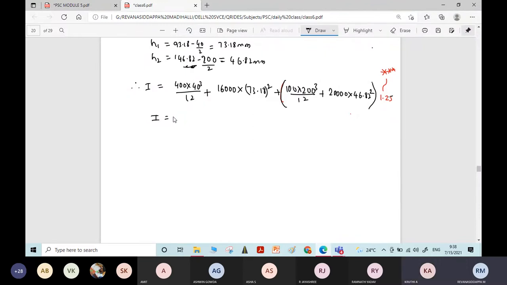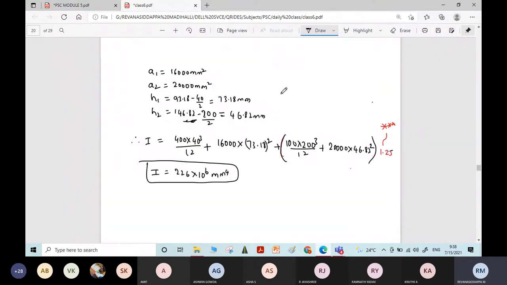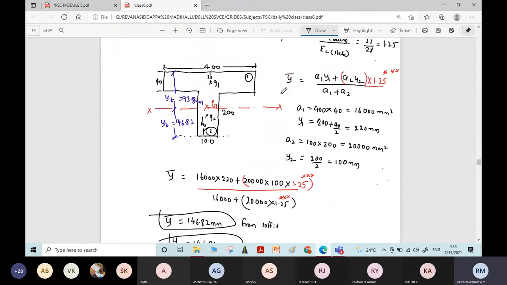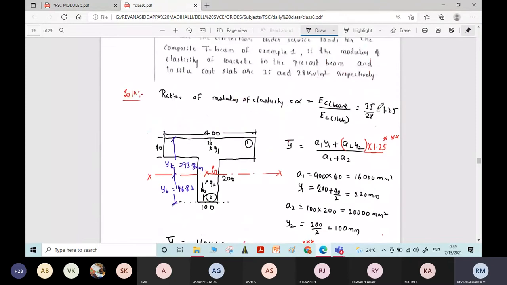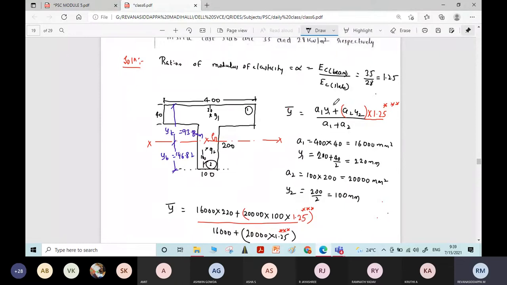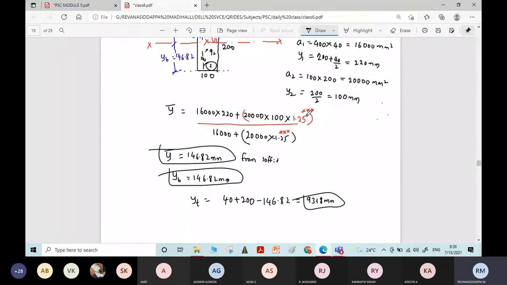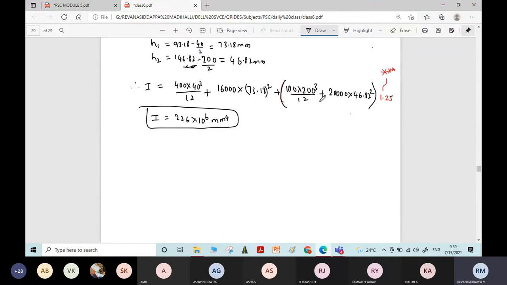So 225.9 × 10⁶. Yes. Now it's correct. Round it up to 226 × 10⁶ mm⁴. So like this, the centroid and moment of inertia have to be calculated by considering the ratio of Young's modulus of beam to that of slab. Here we need to multiply 1.25 at numerator and denominator with respect to the beam calculations. Here also, with respect to the beam calculation, for the AH square term, we need to multiply.